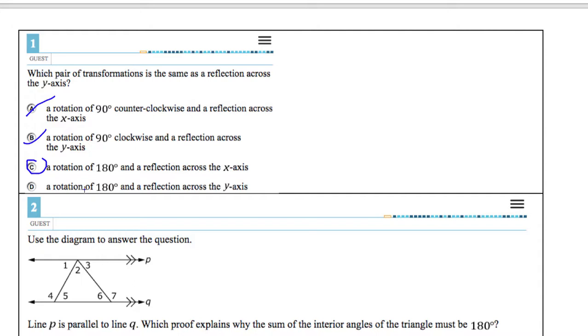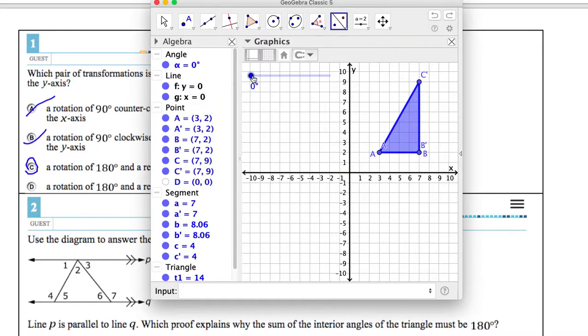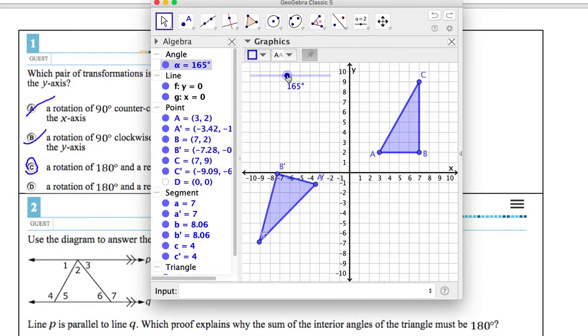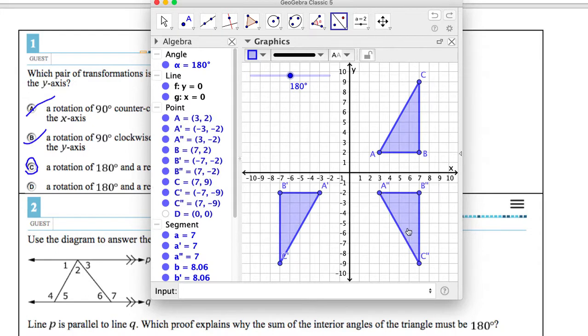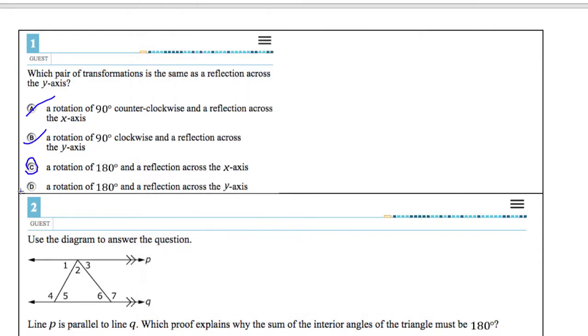A rotation of 180 and then a reflection across the y-axis. So if I do 180 degrees and then reflect it over the y-axis, that's going to end up in the fourth quadrant over here. It's going to end up right there. So that one's not correct.